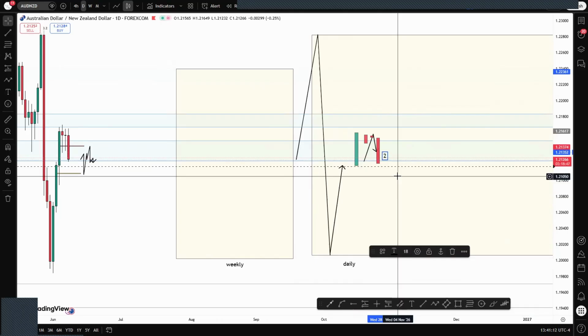But the main key is you have to make sure the 4 hour time frame is in line with the trend. Okay.